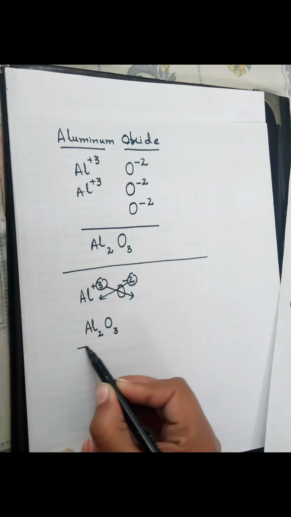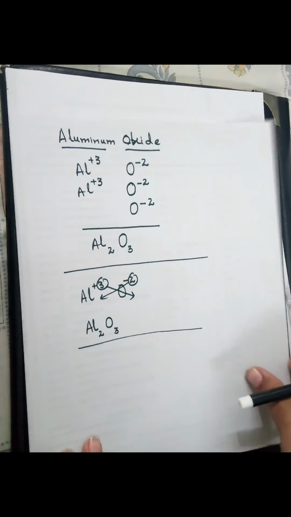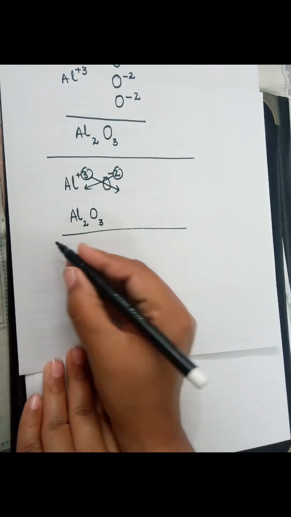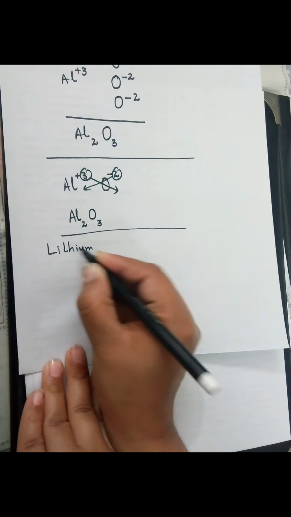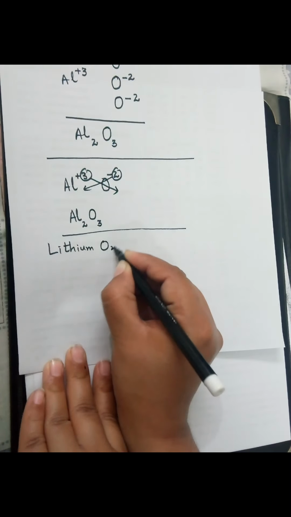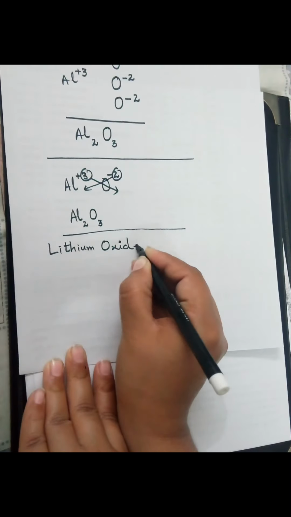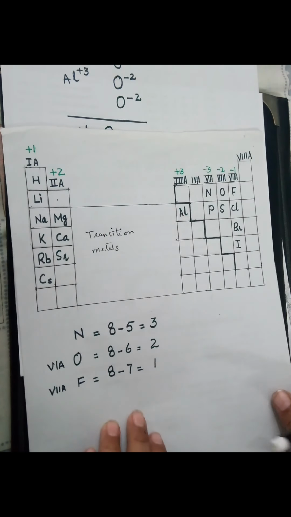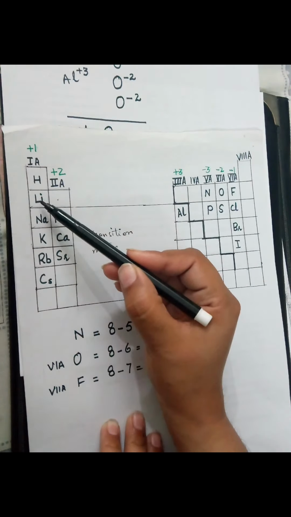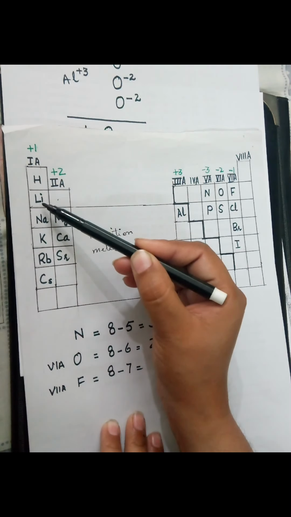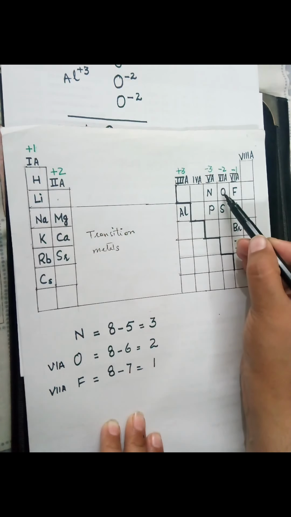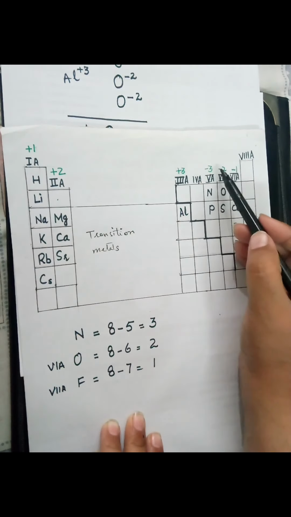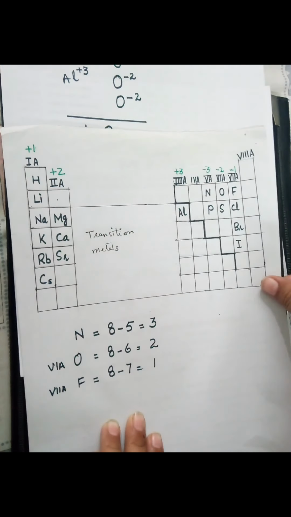Now I take another example. Lithium oxide. Okay. Look at the periodic table. Lithium belongs to this group, contains positive 1 charge, and oxide or oxygen belongs to 6A group, contains negative 2 charge.